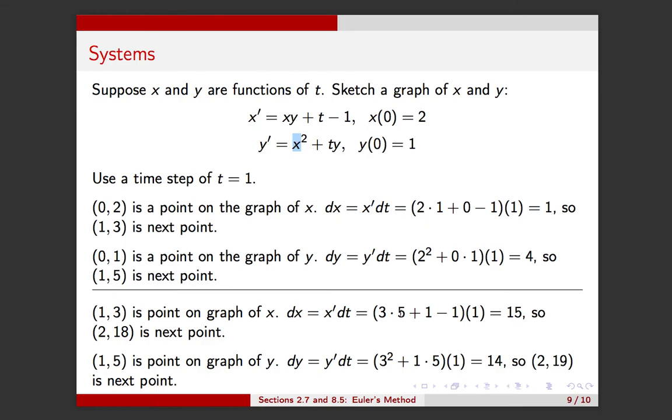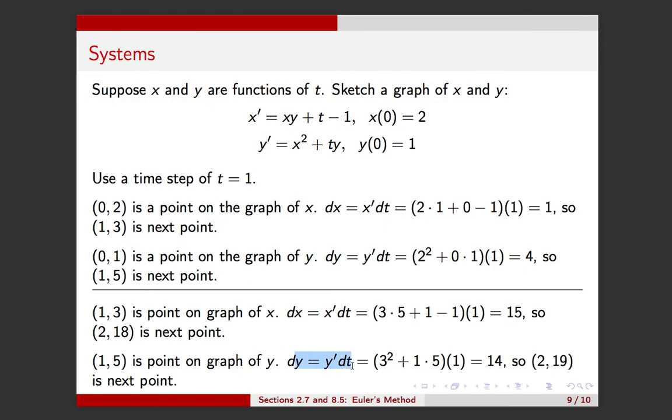Anyway, that's why there's a 5 right there, times my time step of 1. No, that's right. 15 plus 1 minus 1, 15. So anyway, x increases by 15. So I go from 3 to 18. 1, 5 was a point on the graph of y.